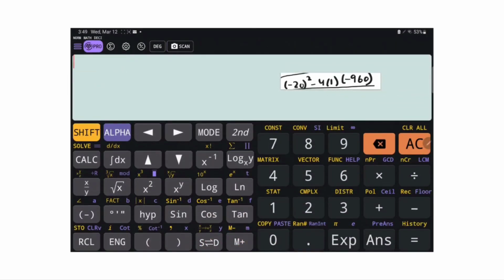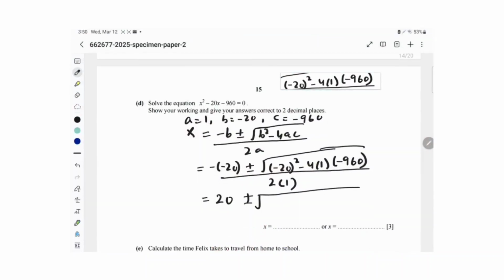That is, minus 20 squared is 400. Minus 20 squared minus 4 into minus 960 is becoming 4240. So 20 plus the square root of 4240 divided by 2, and 20 minus the square root of 4240 divided by 2.